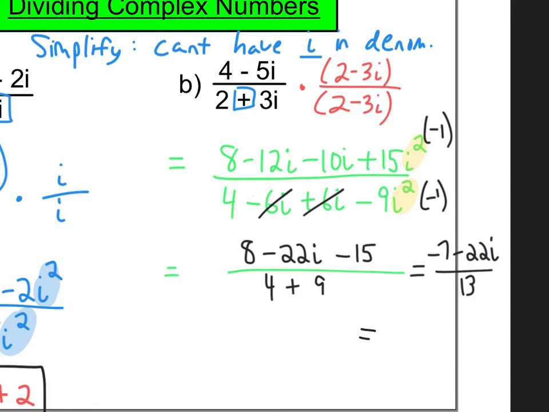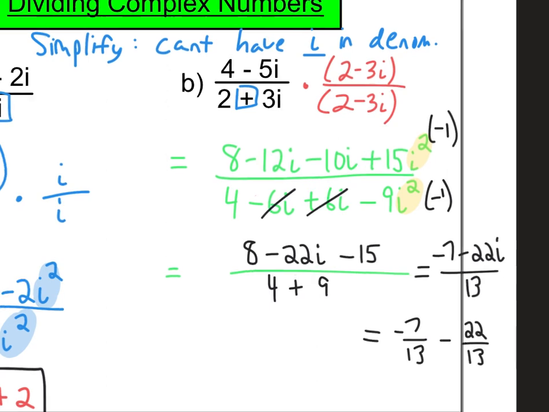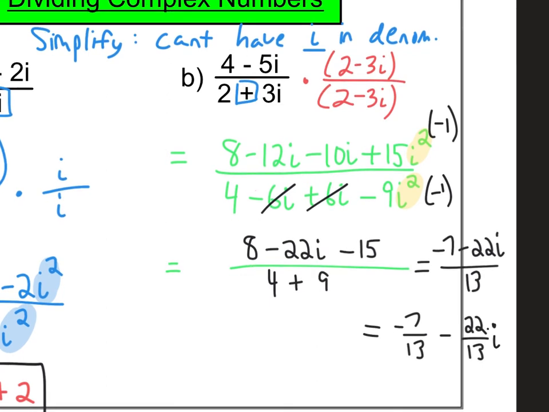Or to, again, get it in the a plus bi form, we just split up the fraction. Negative 7 over 13 minus 22 over 13, and then we have that i there. Okay, and that would be our answer. That's technically the best way to write the answer in standard form.